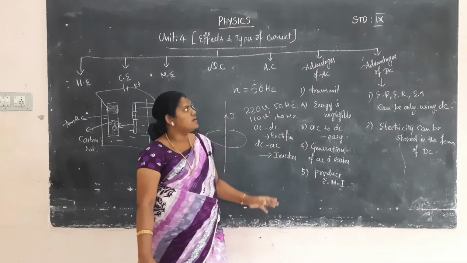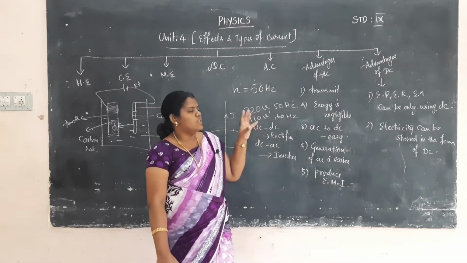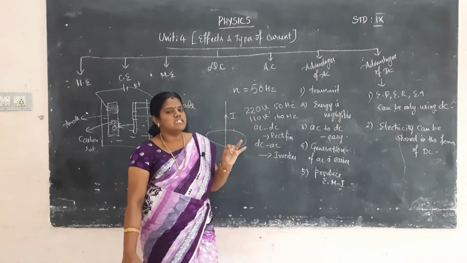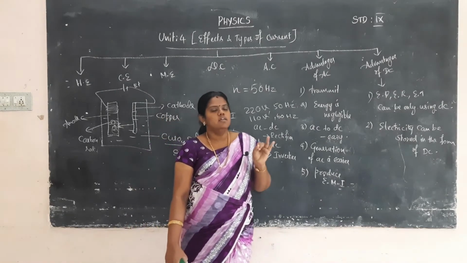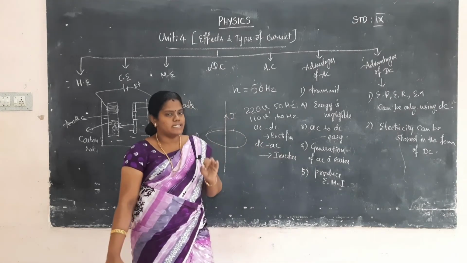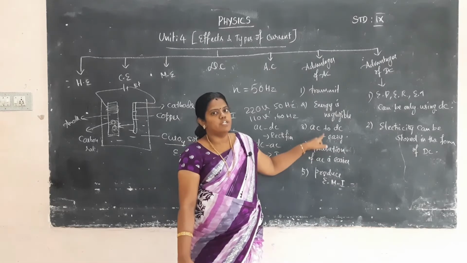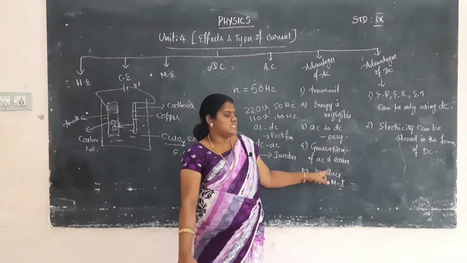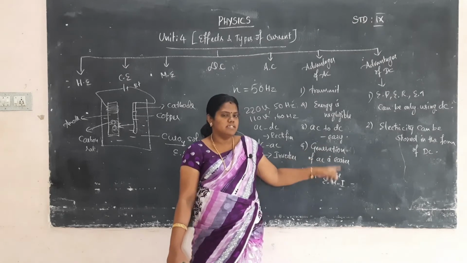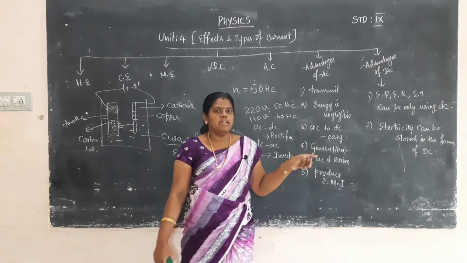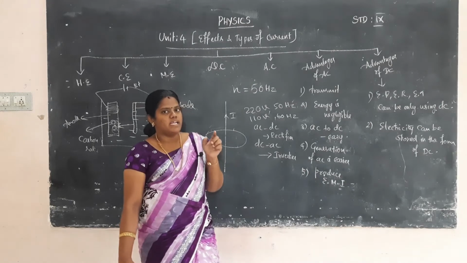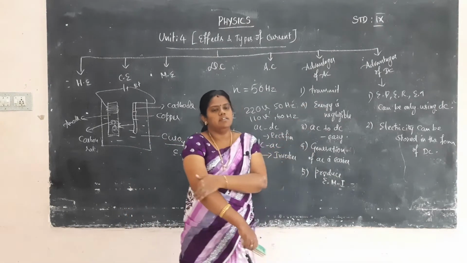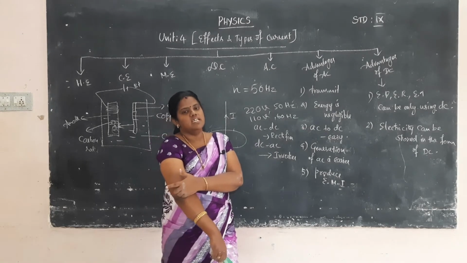Those are all the advantages of AC. AC current can be transmitted easily over a longer distance. Second, the energy lost in AC current transmission is negligible. Third, AC can be converted into DC very easily. And generation of AC is easier than DC. Then alternating current easily produces electromagnetic induction.